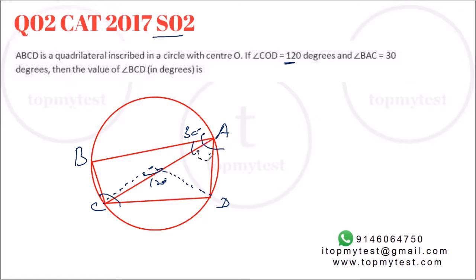Now basically you need to find this angle CAD. If you call this X, that will be half of the angle at the center. Why? Because the same arc CD is subtending an angle at the center, which is 120 degrees at O, and an angle at A, which is X. So X will be half of 120, which is 60. 60 plus 30 equals 90. So the balance, 180 minus 90, BCD will also be equal to 90 degrees. That's your answer. Under 2 minutes, job done.